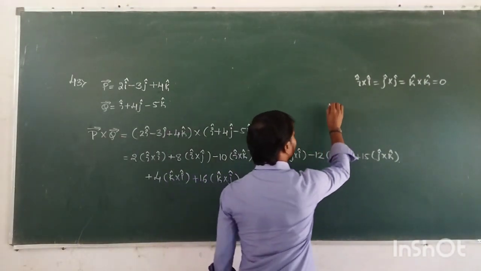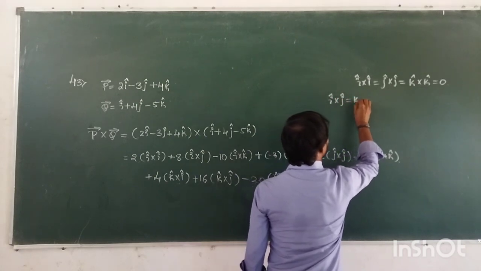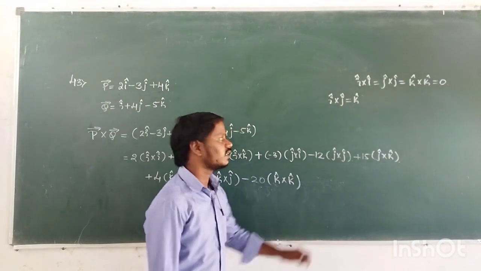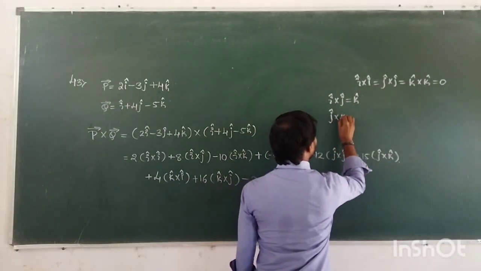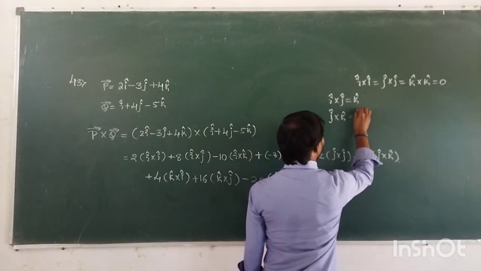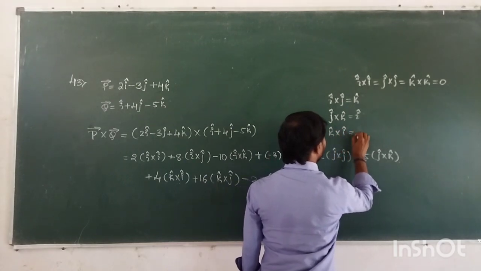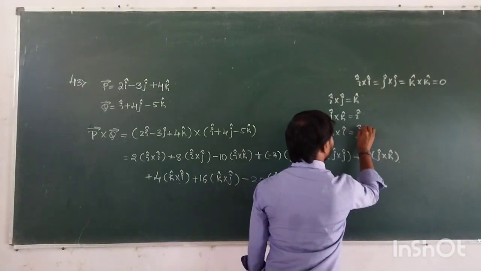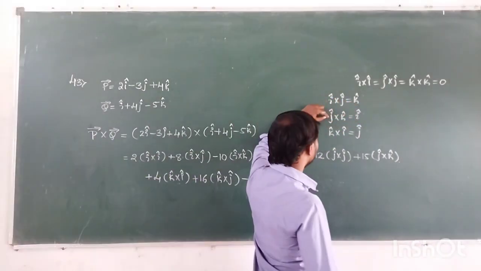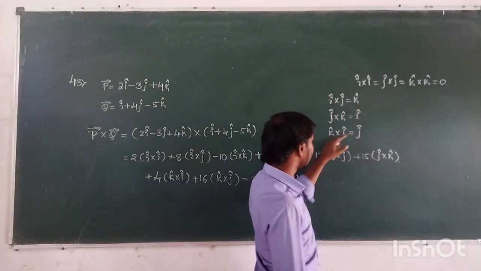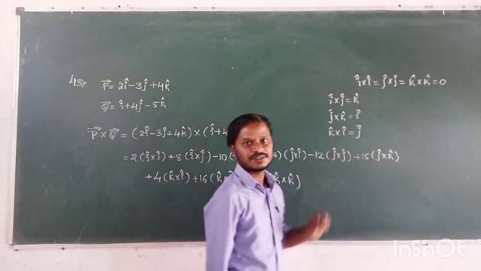What about i cross j? i cross j is unit vector k. Next, j cross k is unit vector i cap. Next, k cross i is unit vector j cap. So i cross j gives k cap, j cross k gives i cap, and k cross i gives j cap. The cap indicates that these are unit vectors.